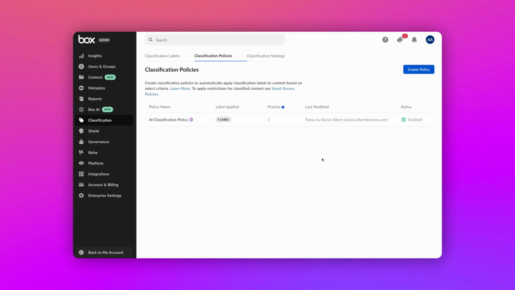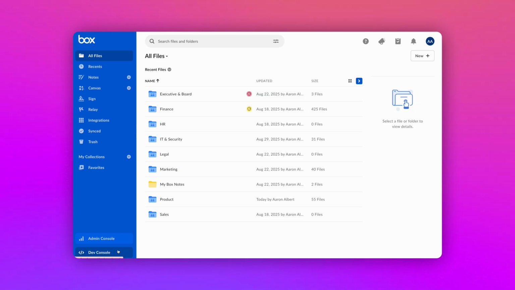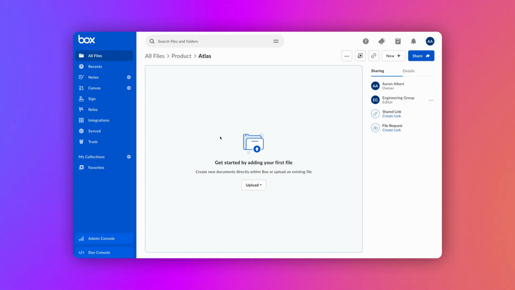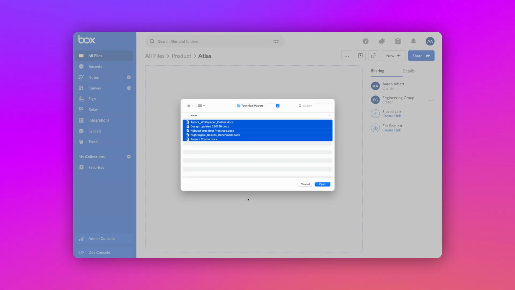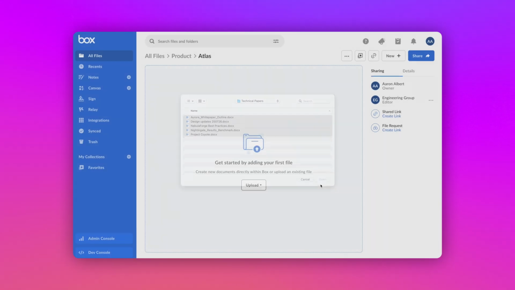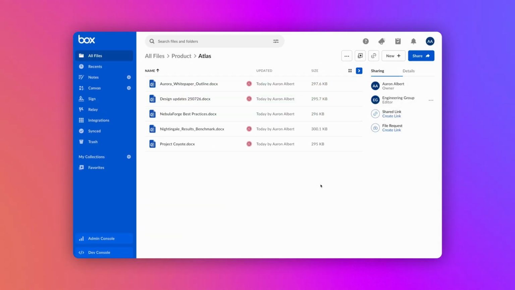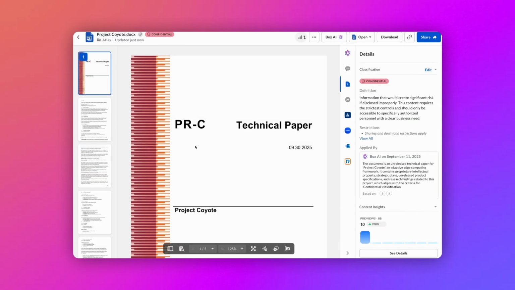Simply by defining what confidential means to them, Initech is able to monitor a large surface area of their organization's unstructured data, more effectively labeling and protecting it from security threats. With the new policy in place, now when the end user uploads these documents into Box, the technical papers are automatically detected and labeled as confidential.